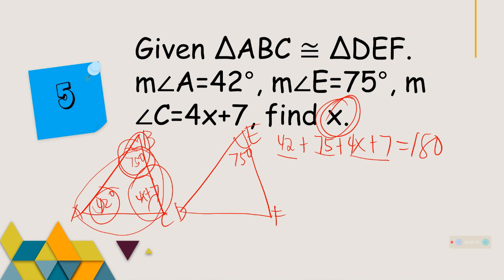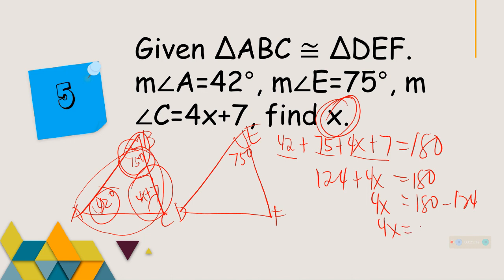So 42 plus 75 plus 7 is equal to 124, plus 4x equals 180. Then apply again the addition property of equality. 4x equals 180 minus 124. So 4x equals, yes, 56. And then you are going to divide both sides of the equation by 4. So our x now is equal to 14.